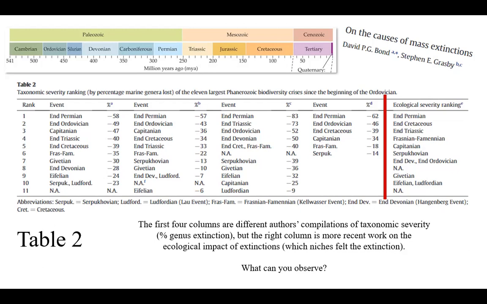This is four different assessments of taxonomic severity. Talk to yourself about these five columns. How do they compare? How do they not compare?